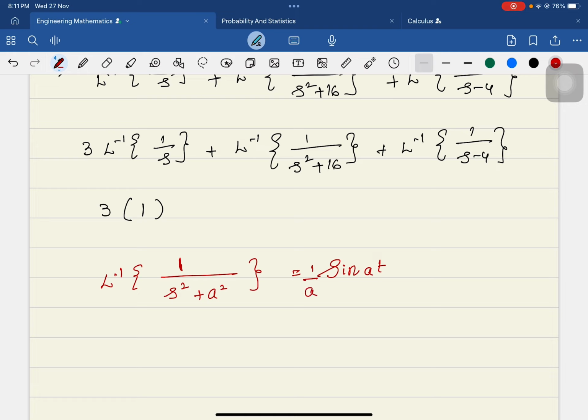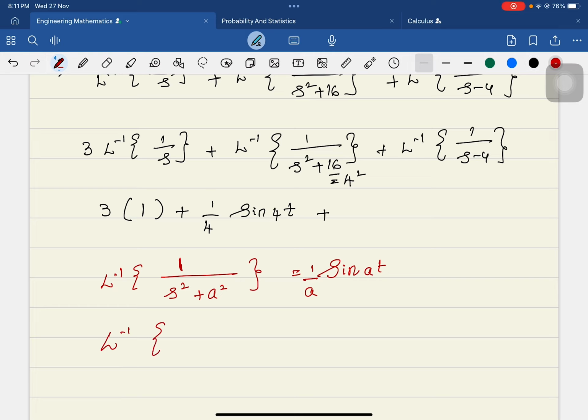So let us try to understand this problem like that. In the place of A square, you have 4 square, correct? So in the place of A you have 4. So it is 1 by 4 times sin 4t. Finish.